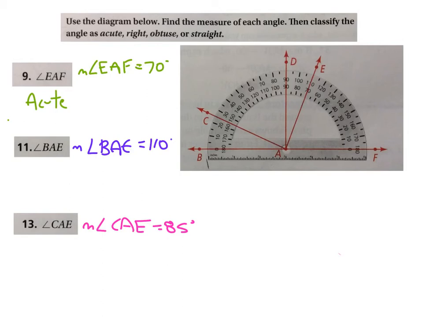Oh, and what I didn't do for the other two, my apologies, is identify what they are. This 110 degree angle for number 11, that's greater than 90 but less than 180, so we call that obtuse. And for this one, 85, that's still less than 90, so it's still an acute angle.